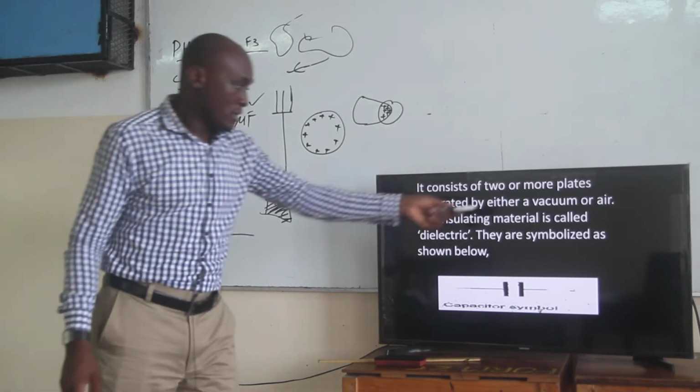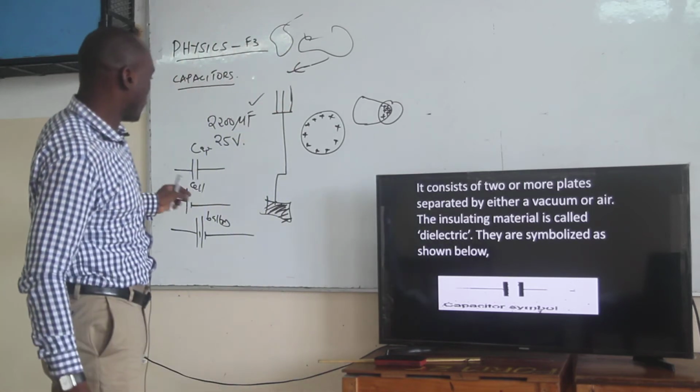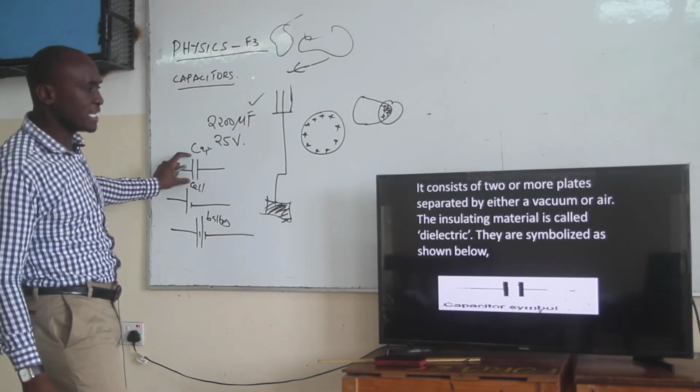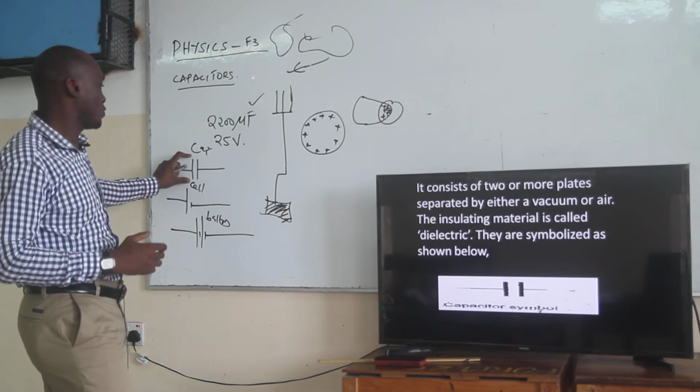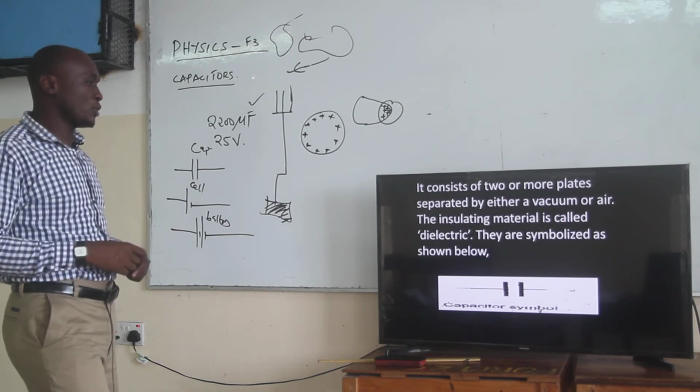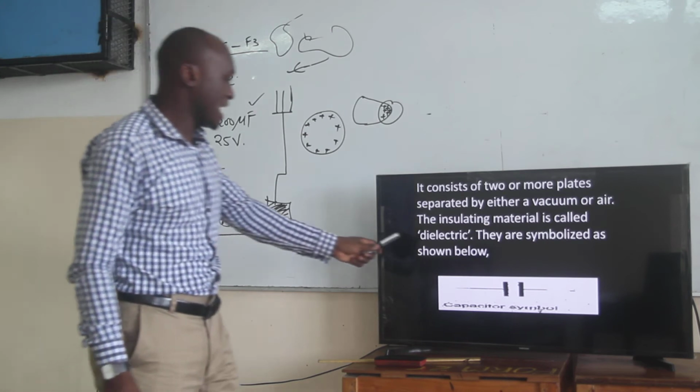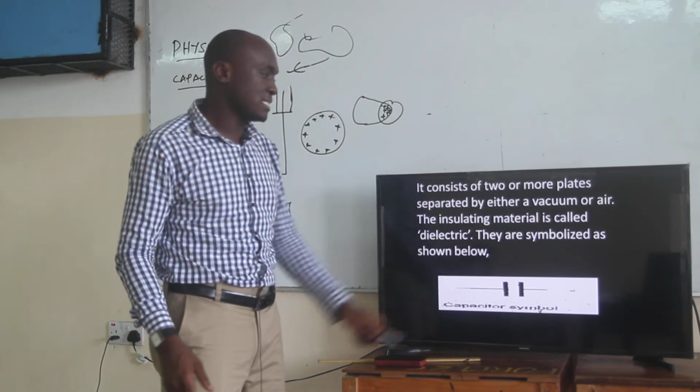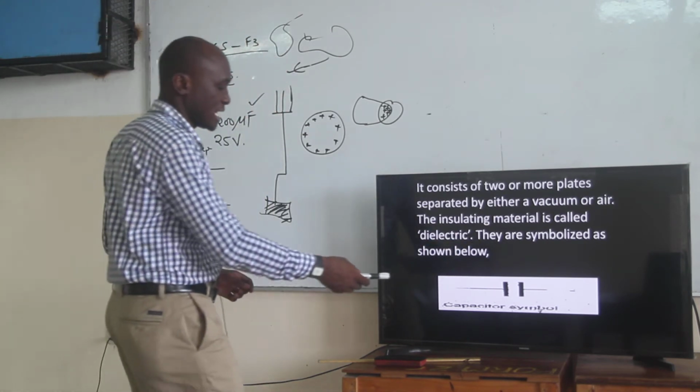Now you're saying that these are just 2 plates. You can actually see from the diagram 2 plates, but of course they are separated by either vacuum or air. The insulating material is called dielectric material. They are symbolized as shown below. So these are the capacitor symbol.